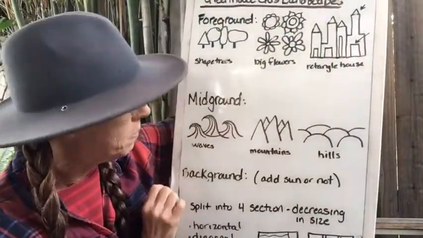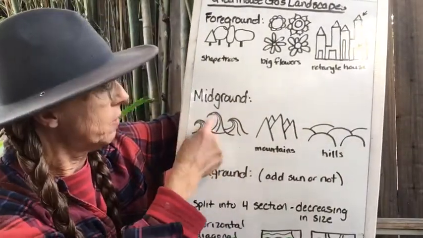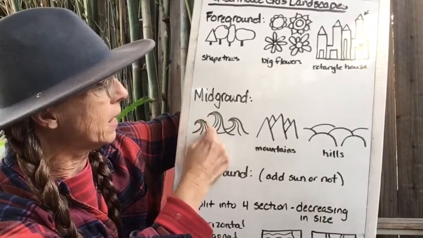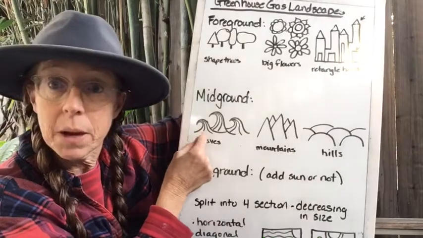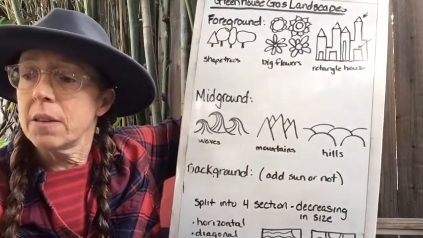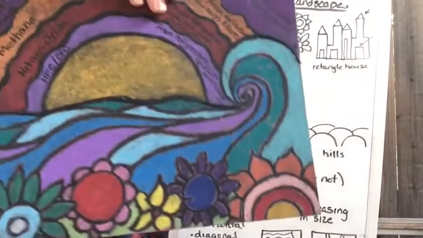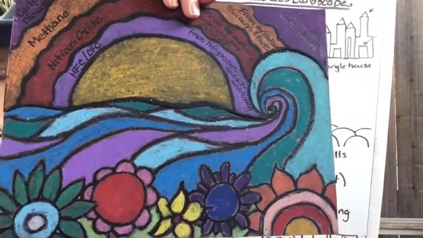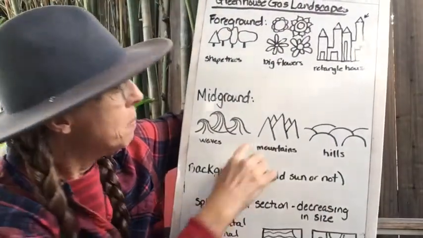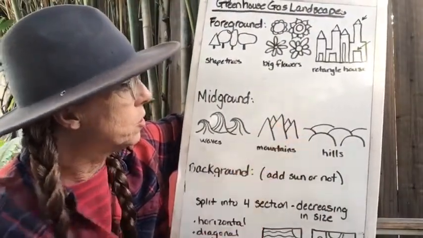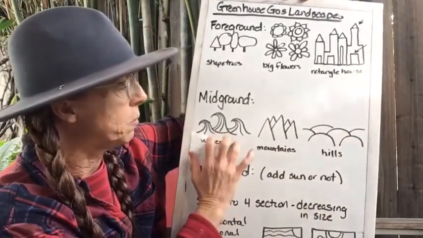Then your choices for the midground, you could do waves, and a wave is simply drawing a kind of a hook and then going back and down, drawing a hook and back and down. And then I split up my waves with some lines in them so I could add more color. You can choose not to do that if you want, but you can see here I've got some purple, turquoise, different colors in my wave. Mountains, which are just triangles, or hills, which are just arches. So this would be your midground.